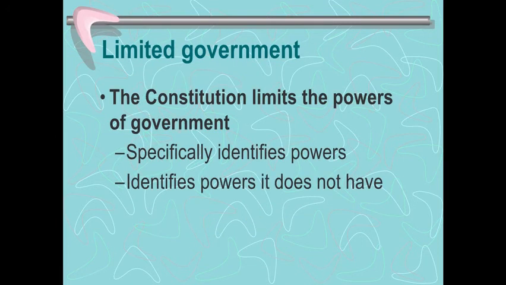The second is limited government. So that consists of the Constitution limiting the powers of government. So it specifically identifies the powers within the Constitution. So Article 1 talks about the legislative branch and what they can do, 2 about the executive branch and what its powers are, and 3 about the judicial branch and what its powers are. So the Constitution really kind of outlines those powers, but it also outlines powers in the different articles of the Constitution that these different branches or sections do not have as well.